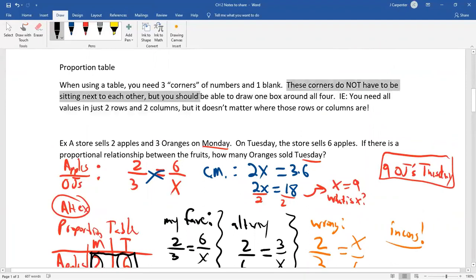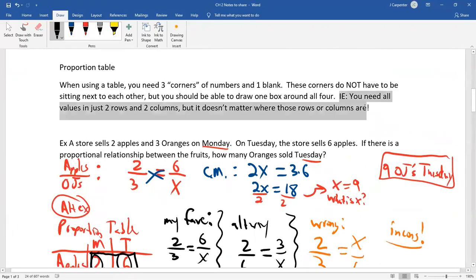You can skip rows, you can skip columns, but you should be able to draw one box, one quadrilateral, 4 corners, around those, where 3 of them would be numbers and 1 would be a blank. And again, the real tried and true idea here is that you need values along 2 rows and 2 columns. It just doesn't matter where those rows or columns are.